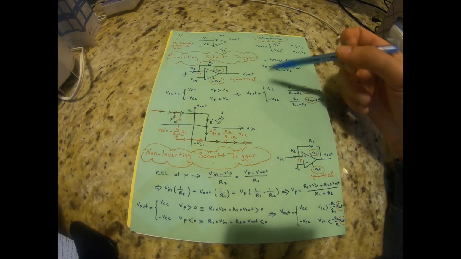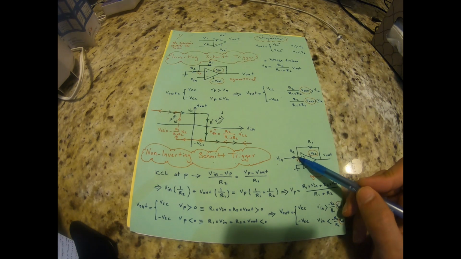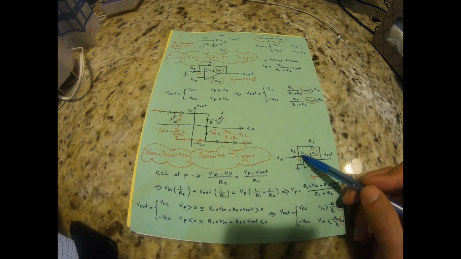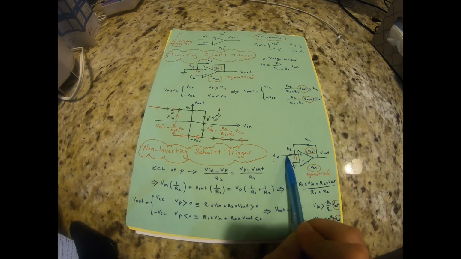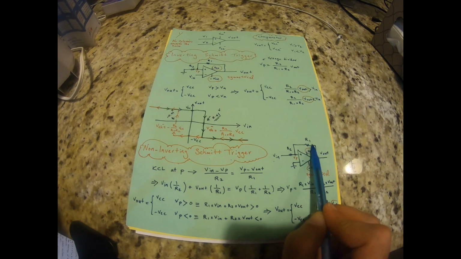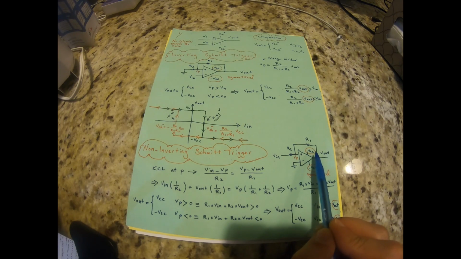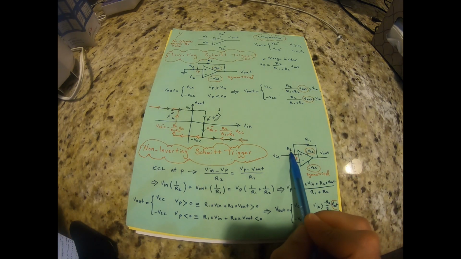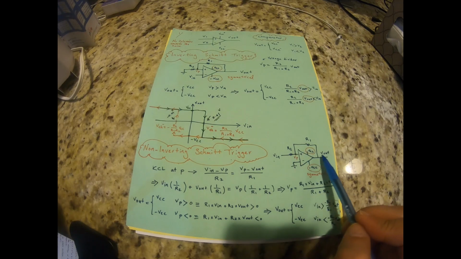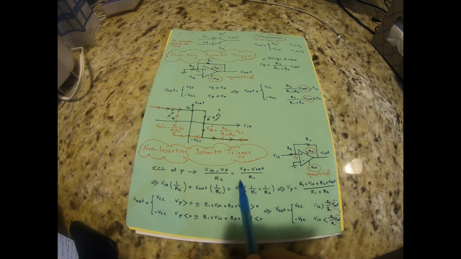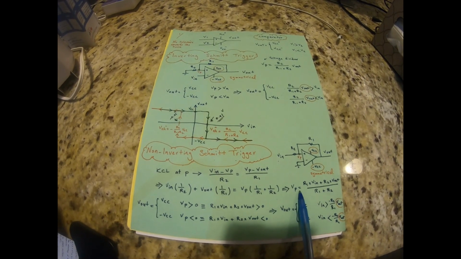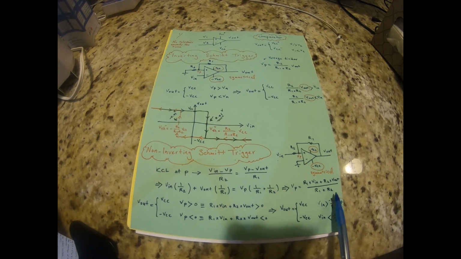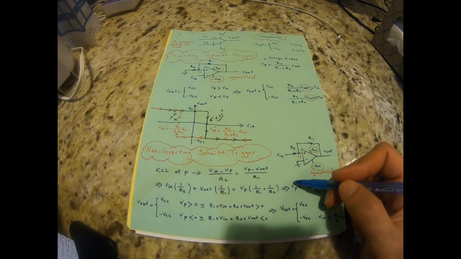If you just write KCL at this point, let's call this point VP, because there's no input current going towards the op-amp, you can assume that the current that goes through R2 is exactly the same current that goes through R1. So (Vin minus VP) divided by R2 is the same as (VP minus Vout) divided by R1. If you simplify this through some manipulation, you can find the term for VP.